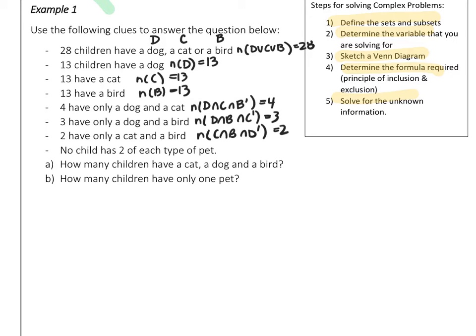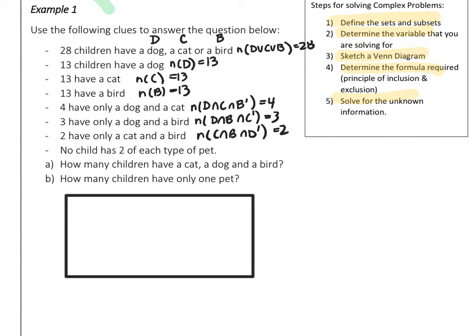Okay, so we're going to start off by drawing a Venn diagram here. So I'm just going to get my rectangle set up. And in that rectangle, I will have my sets. Okay, so I'm going to have 3 sets. So I will have my dogs, my cats, and my birds. Okay, so dog, cat, bird. And I can start putting the numbers that I know in there.